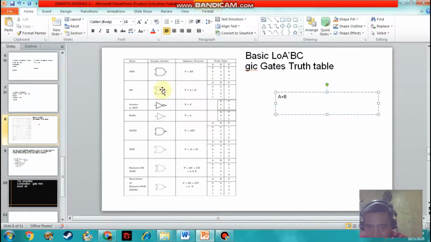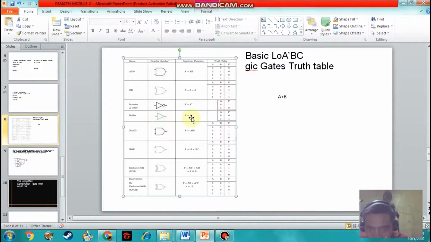Ang negation, by the way, this is actually conjunction sa propositional logic, di ba? Ito is disjunction. Ito, negation. Kung anong value ng input natin ng A, i-negate lang natin, kabaliktaran. So, bubbles means may small circle dito, means i-negate mo. Kung 0, 1. Kung 1, 0. Ang buffer naman, kung anong value ng A, yun din ang output natin. So, 0, 0, 1, 1.